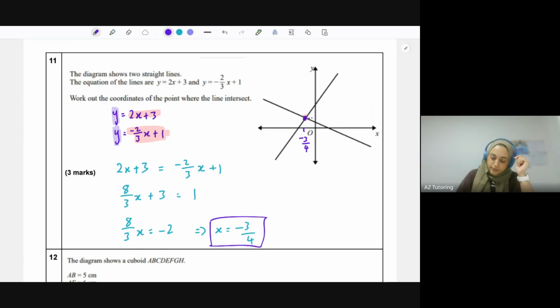We need to find the y. So where does it cross there? We're just substituting into one of the equations. It doesn't matter which one you choose. I'll just choose this one here. y equals 2 times x, which we've just found is minus 3/4, plus 3. So y equals 2 times minus 3 over 4, which is minus 3 over 2.